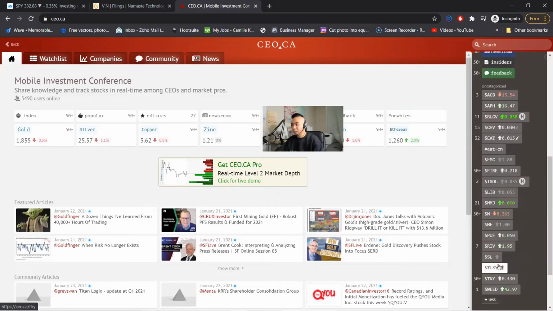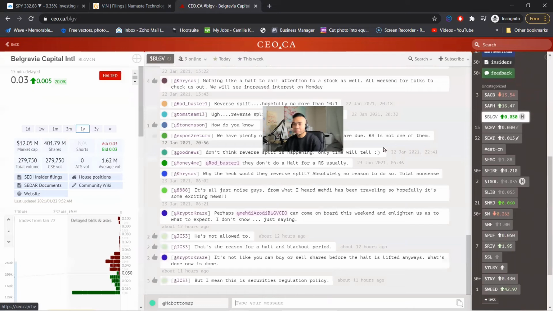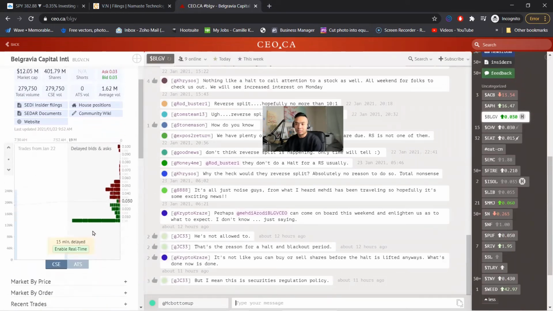I don't know, what do you guys want to check? Do I check BLGV, RIB? Okay, maybe BLGV. So right now BLGV is halted. But what I like about this is basically it's the same thing. It tells you the asking bids, the one that I was talking about, the level two.